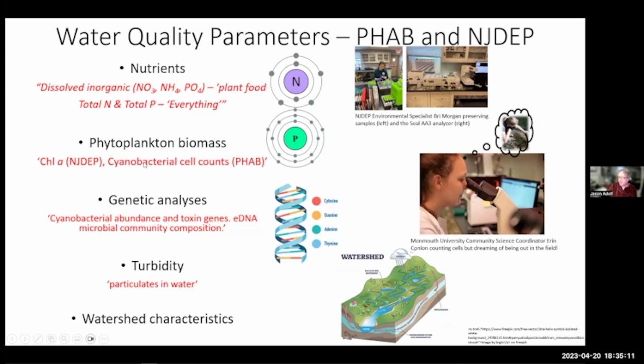We keep track of phytoplankton biomass through chlorophyll A and through cell counts. This is Erin, but she's not in the field. She's mostly, and this is true, in the lab at the microscope, counting cells, dreaming of being in the field, as is shown here. And we do genetic analyses using a method called qPCR to look for genes that indicate presence of cyanobacteria and the toxins that they produce, in addition to turbidity and watershed characteristics like Steve was just talking about for Deal Lake and all the other lakes.